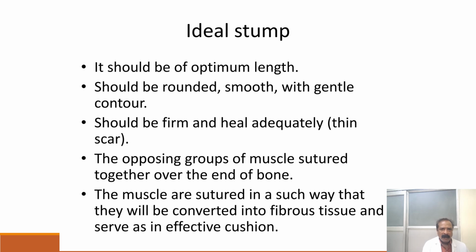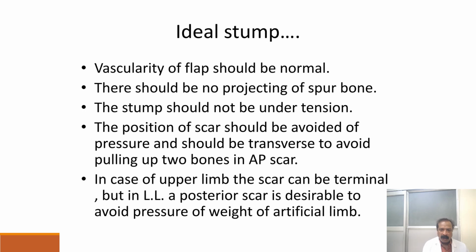So stump, ideal stump. Stump is the interface between the prosthesis and the human body. So a good stump is necessary for prosthesis fitting. So it should be optimum length, should be rounded, smooth and gentle contour, should be firm and heal adequately. Opposite groups of muscles sutured together at the end of the bone. Muscles sutured in such a way that they will be converted into fibrous tissue and serve as an effective cushion. Muscular tissue is normal, otherwise there will be necrosis.